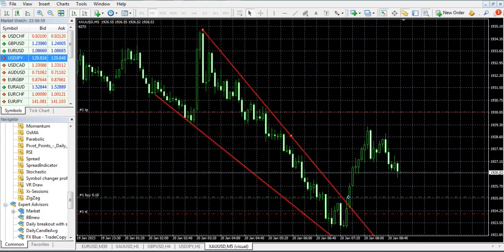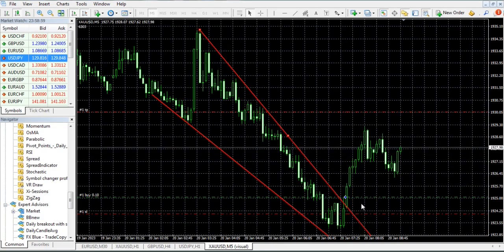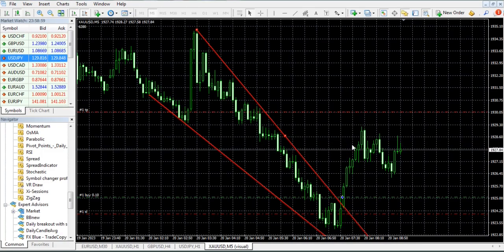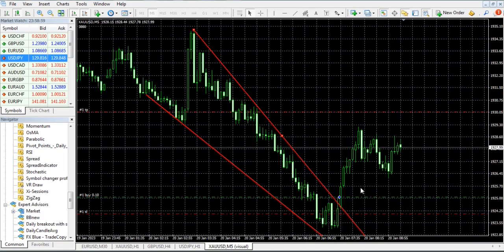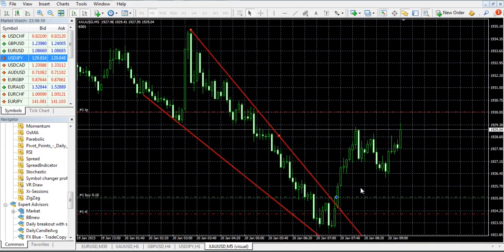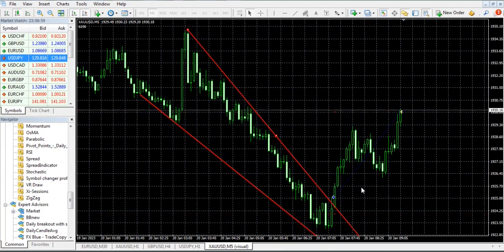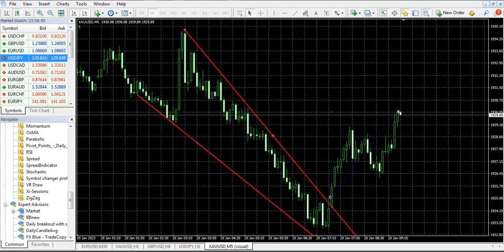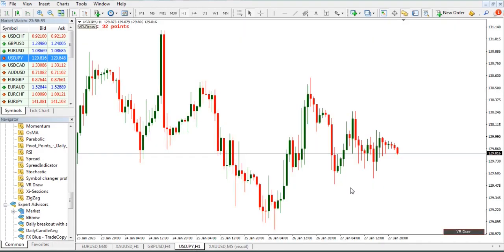As I can see here, I have plotted two lines, resistance and support. I was waiting for the market to break either side. It did eventually break the resistance level, and the expert advisor triggered a buy order here. In this way, we can apply automated or semi-automated trading in our trading platform to save time. Before we continue, I'll talk in detail about all these things.